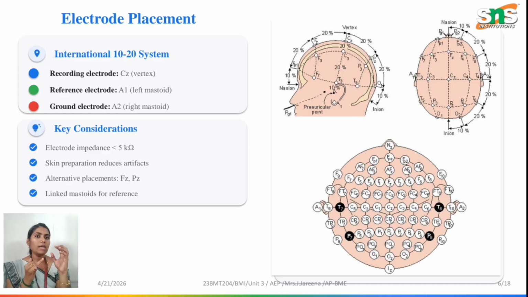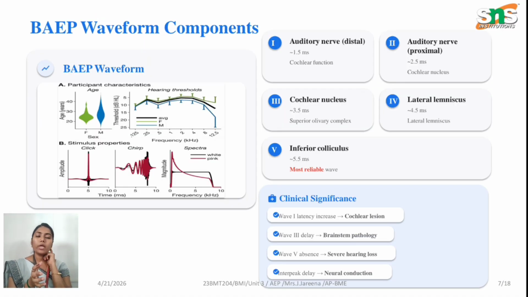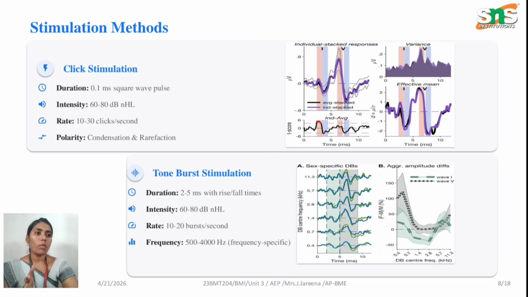5 kilo ohm, and the skin preparation should be taken into consideration, because in order to overcome the artifacts, we can go with alternative placements like FZ, PZ instead of CZ. And then we can have a reference point at the mastoid, or you can have an ear lobe or prefrontal area, like that. So these are the three key considerations we have to look at before getting into the electrode placement. Now we will move on to the waveforms of the BAEP waveform components.